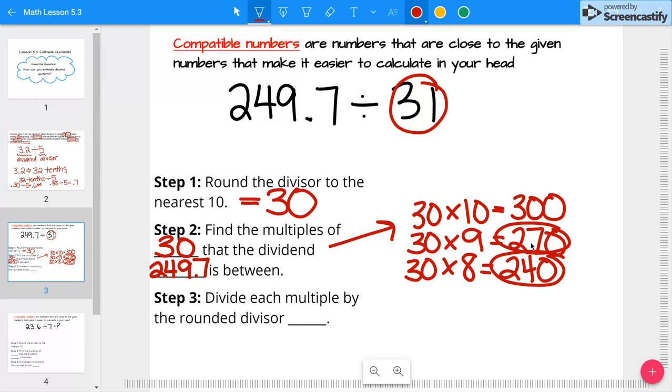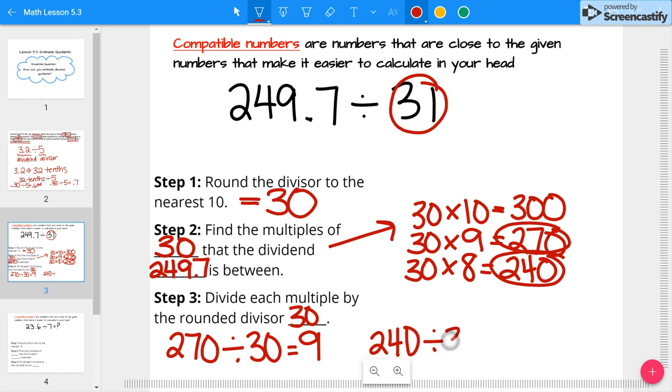Now it says divide each multiple by the rounded divisor. So what that means is I'm going to take this 270 first. My rounded divisor was 30. So I'm going to take my 270 divided by 30. I don't need to do any work because if I look back at the problem, the number that is left, that factor, is actually going to be my quotient. So that's going to be 9. Then I can do it again with the other one that was right below it. 240 divided by 30 equals 8. So my estimate would be 9 or 8 using compatible numbers.